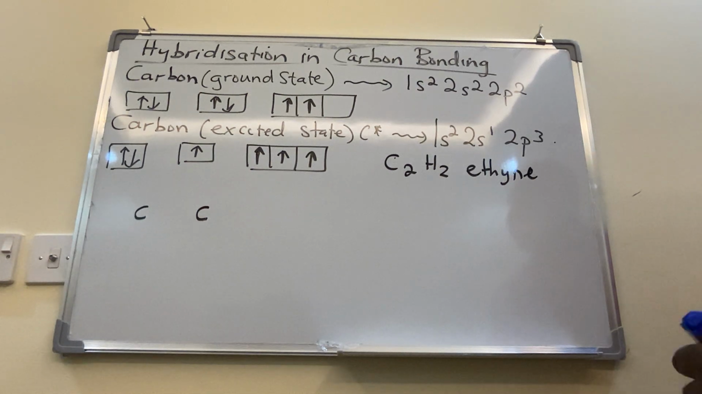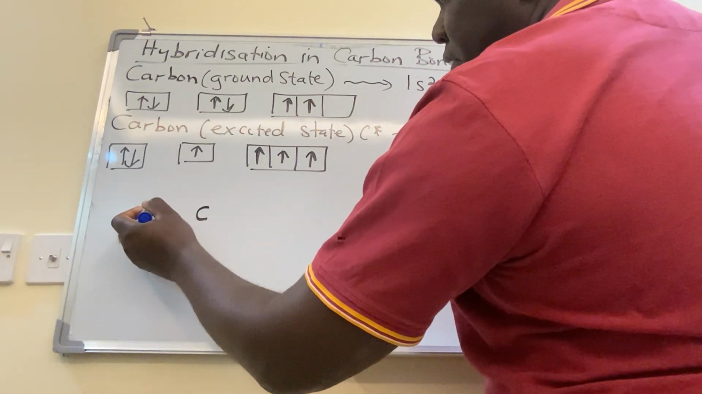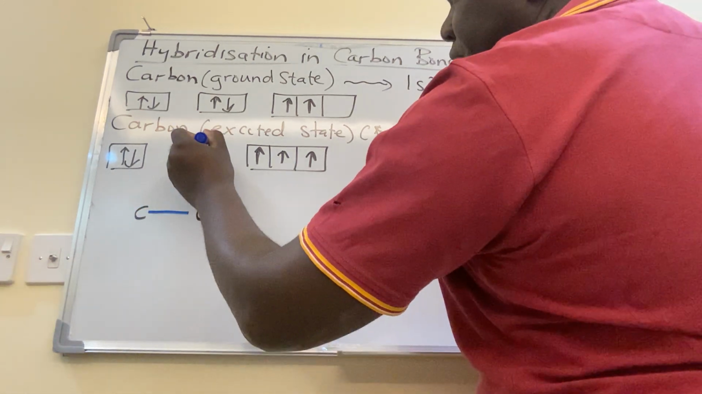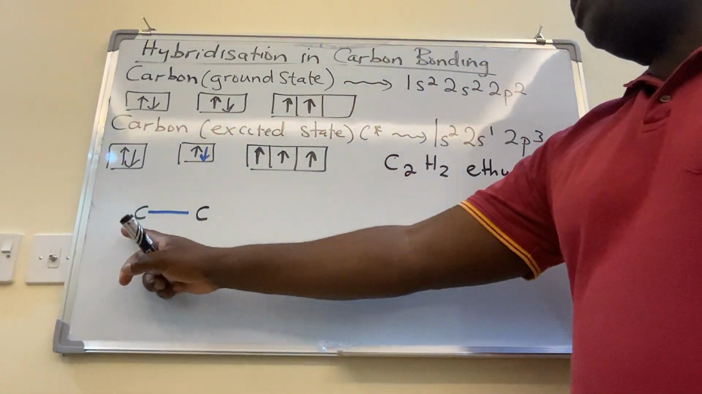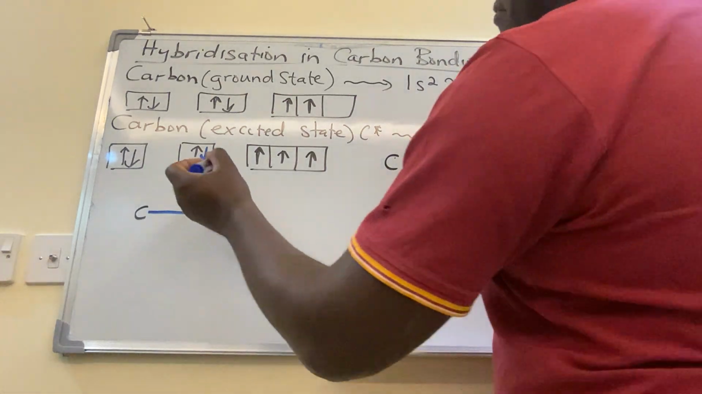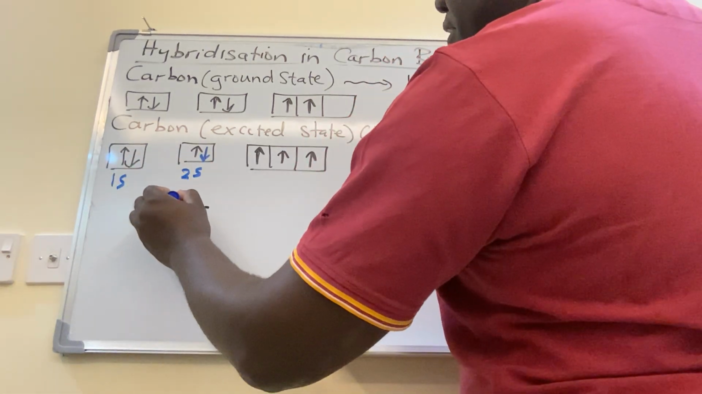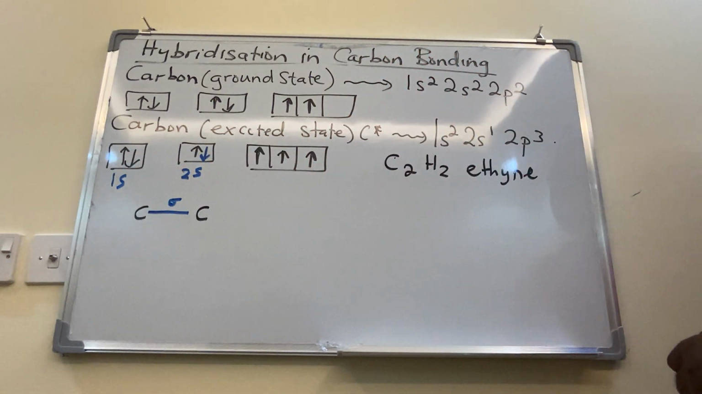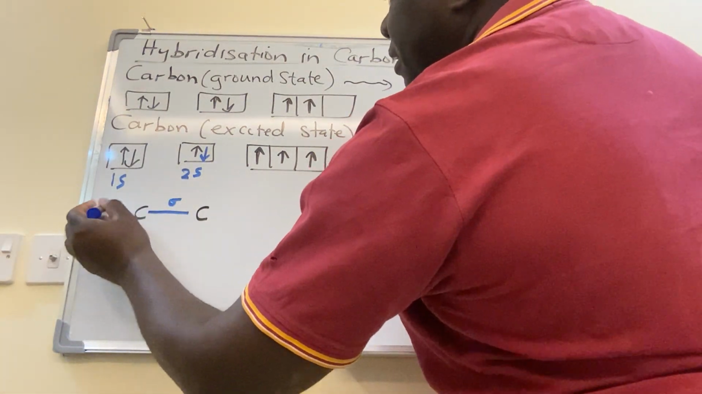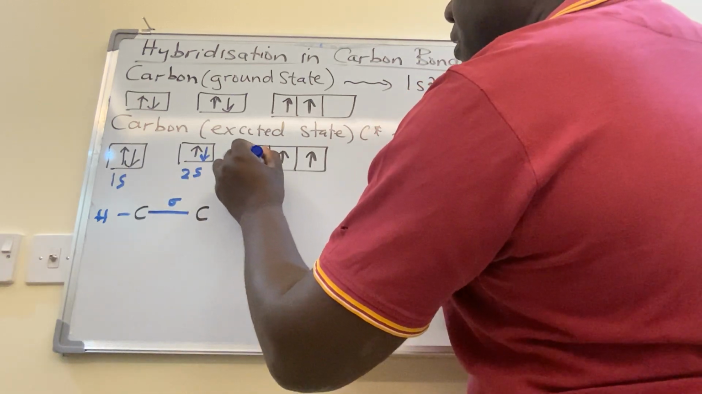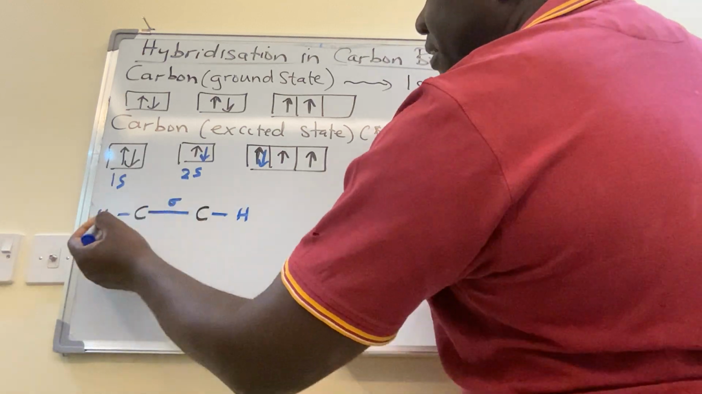So let's say this carbon atom is bonding with that carbon atom, so we form a bond here. We have an overlap of the orbital of this carbon atom and that carbon atom. We have an orbital of the 2s, and that will give us a sigma bond. Then one hydrogen comes on each carbon. What is happening here is also what is happening on that carbon, so that can also be a sigma bond.